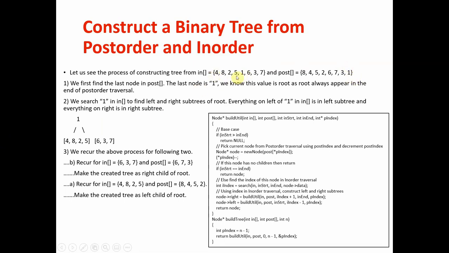In the in-order traversal, 1 is here. In order, we have left, node, right. So we know that 4, 8, 2, and 5 are going to be in the left subtree of 1, and 6, 3, 7 are going to be to the right of it. Now we're going to do exactly the same thing for this left subtree.